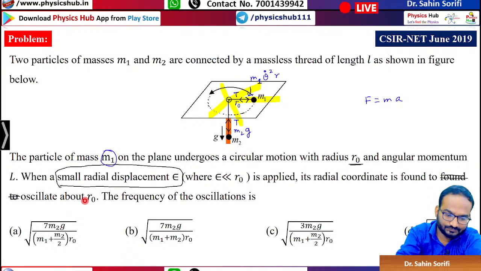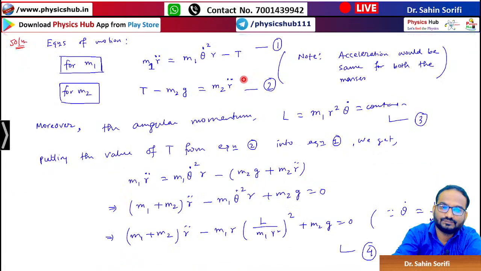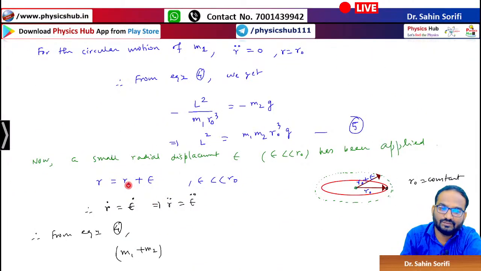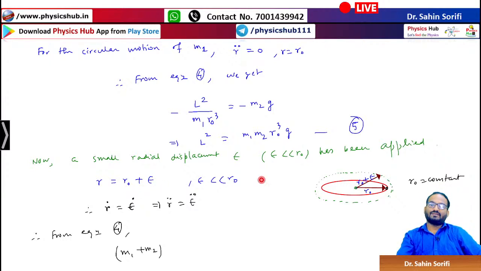Understood now? So R will be equal to R naught plus epsilon along this direction, outward. That is why we have written R naught plus epsilon. Even if you write R naught minus epsilon, the result will be the same, because when you calculate epsilon dot, it will be the same epsilon double dot. But it is taken outward, not inward.